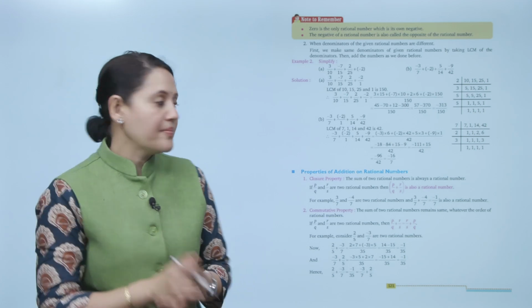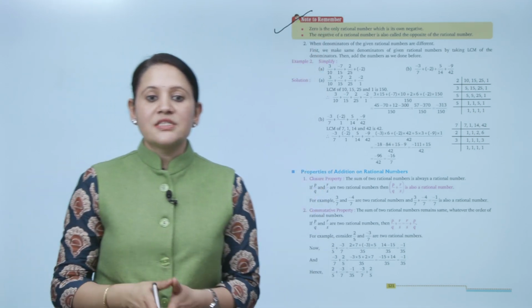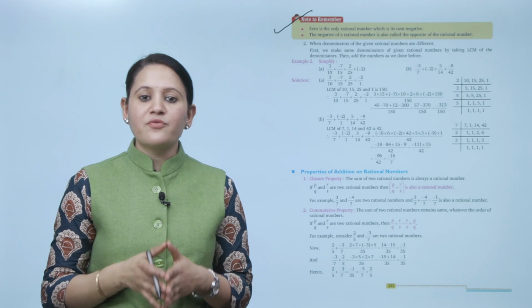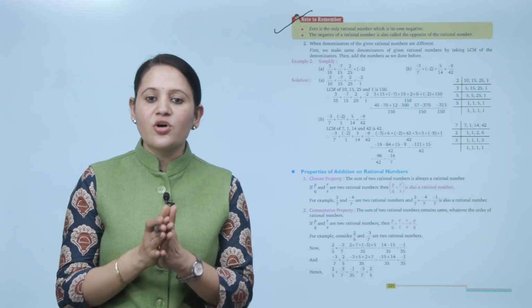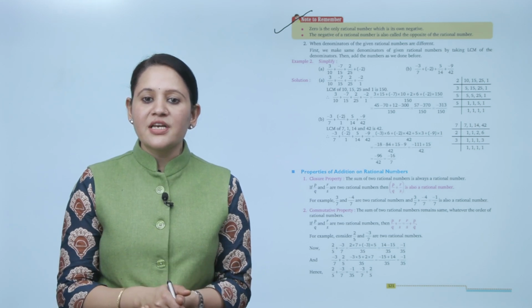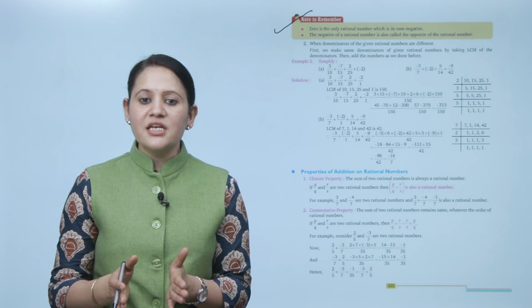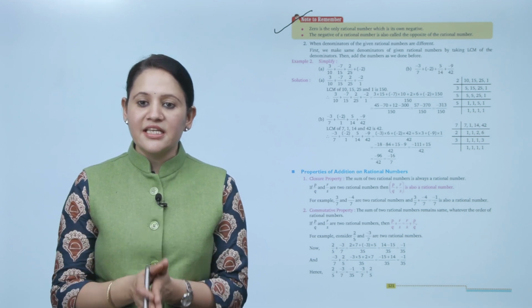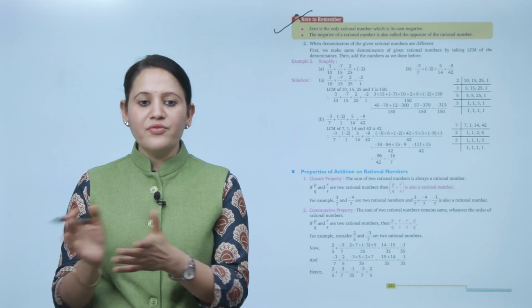Next is a note to remember. 0 is the only rational number which is its own negative. The negative of a rational number is also called the opposite of the rational number. When the denominators of the given rational numbers are different, first we make the same denominator in the given rational numbers by taking the LCM of the denominators, then add the numbers as done before.